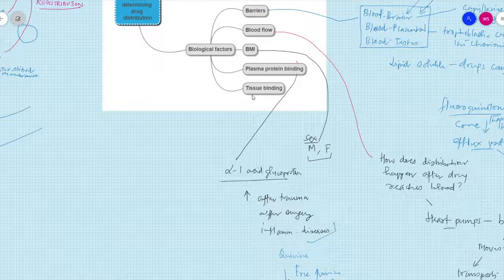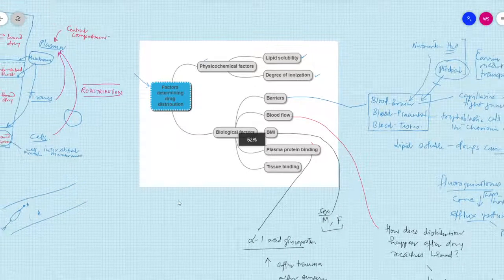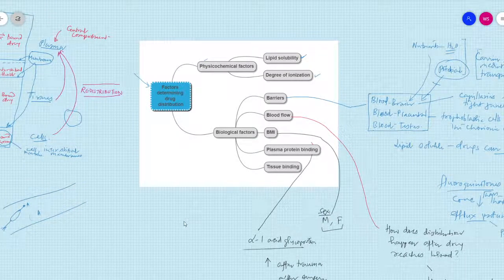Again, it is related to the amount of fat or other components that the tissues have, the cell membranes, etc., and that in turn would depend on whether the drug is lipophilic. Okay, so those are the most important factors which determine drug distribution.